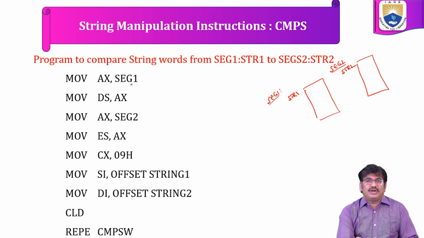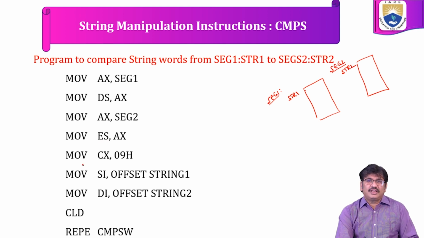For moving the segment 1 address into the data segment register, the instructions we require are MOV AX, seg1, MOV DS, AX. These two instructions are used for loading the segment address of the data segment into the DS register. Next, for loading the segment 2 content into the extra segment register, we execute two instructions: MOV AX, seg2 followed by MOV ES, AX. These two instructions are used for loading the segment address of the extra segment into the ES register.